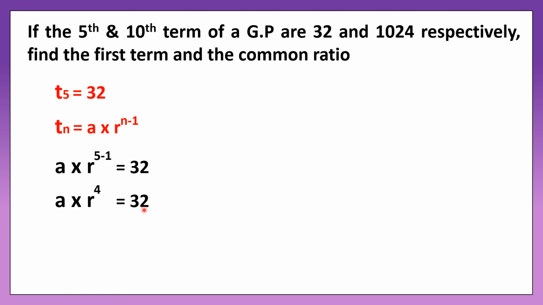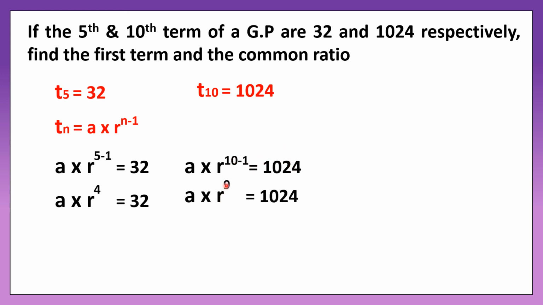Now the second term given in the question is the 10th term. That is T10 is equal to 1024. Applying the same in the formula, A into R raised to 10 minus 1 is equal to 1024. That means A into R raised to 9 is equal to 1024. We get two equations. The first equation is A into R raised to 4 is equal to 32, and this is the second equation, AR raised to 9 is equal to 1024.